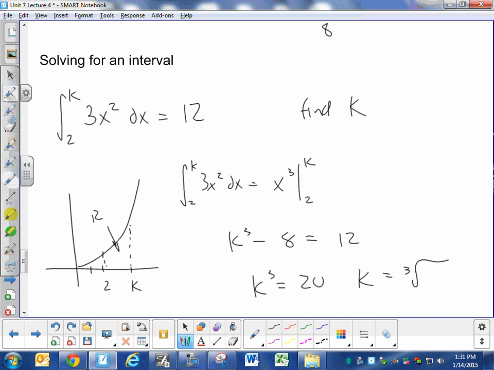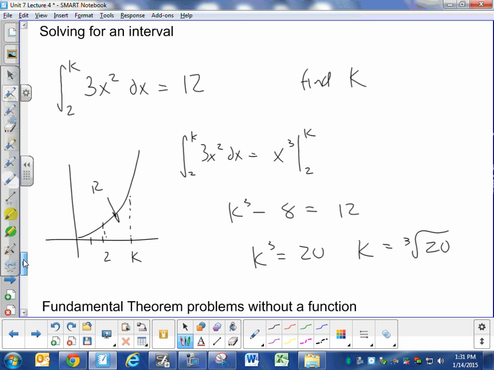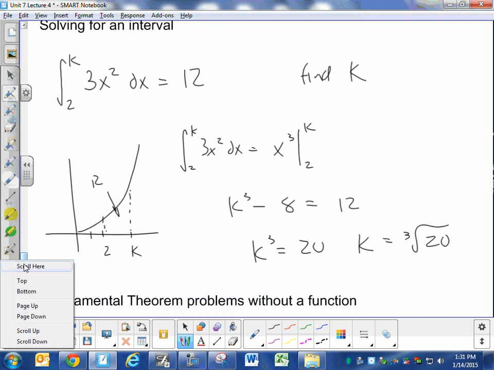K has to equal the cubed root of 20. Some number between 2 and 3. Cool. So it doesn't have to be that far away from 2.